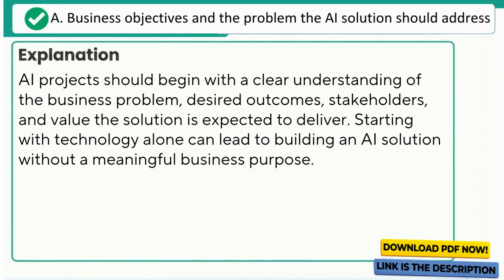Correct answer. A. Business objectives and the problem the AI solution should address. Explanation. AI projects should begin with a clear understanding of the business problem, desired outcomes, stakeholders, and value the solution is expected to deliver. Starting with technology alone can lead to building an AI solution without a meaningful business purpose.